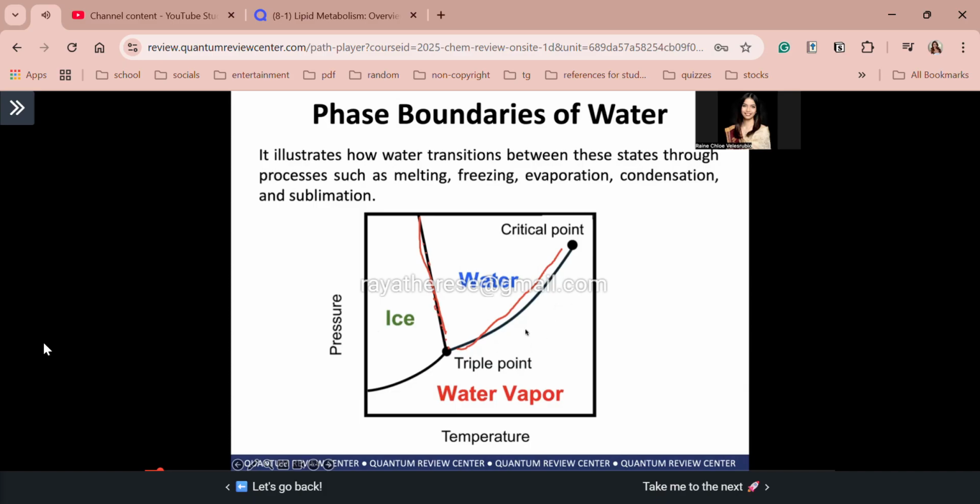Next, we have the boiling or condensation curve. It indicates that the pressure increases with the boiling point. So what does this mean? The increasing pressure makes it more difficult to vaporize water. That's why you would need a higher boiling point in order to vaporize water, or convert water into water vapor.